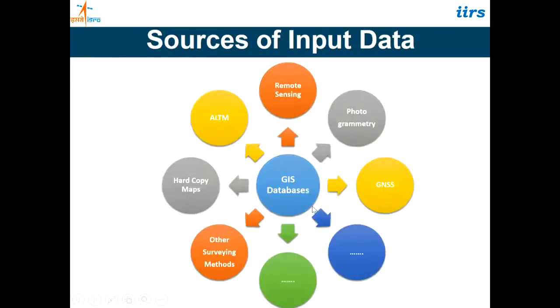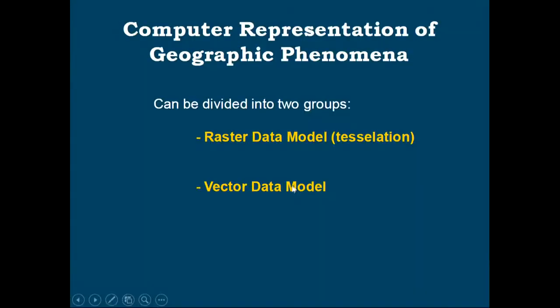Third, what are the sources of input for the GIS data? From where is the data coming into GIS? Who is giving the data to GIS? Remote sensing is giving data to GIS. Photogrammetry is giving data to GIS. GNSS, like GPS or NavIC, is also feeding data to GIS. There are many more. Surveys, hard copy maps, ALTM surveys are there. There are some surveying methods through which we can collect GIS data sets.